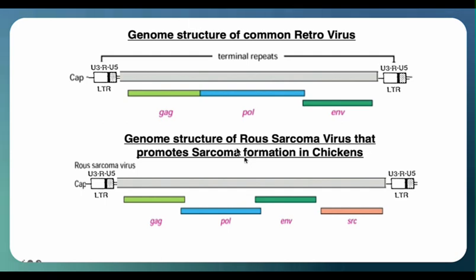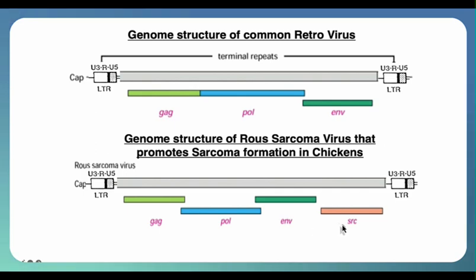This slide compares the genome structure of a common retrovirus with that of Rous sarcoma virus, which causes sarcoma in chickens. The genome structure of a common retrovirus has long terminal repeats at both ends. There are three large regions that encode genes, GAG, POL, and ENV. On the other hand, in the case of Rous sarcoma virus, there are long terminal repeats at both ends and three protein coding regions, GAG, POL, and ENV, as in the above case. But a src gene is found downstream of the ENV region.